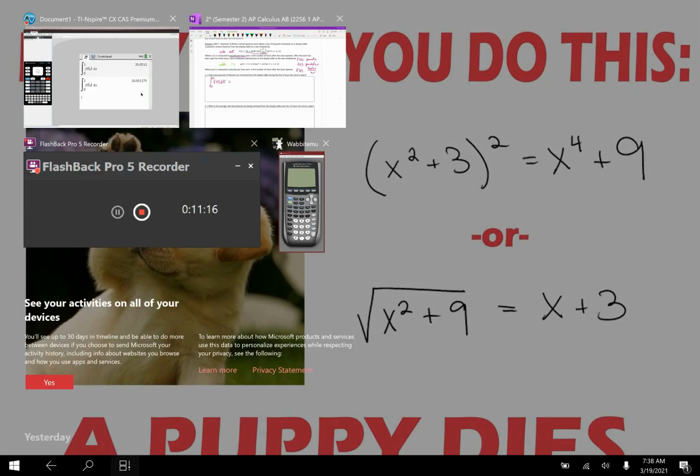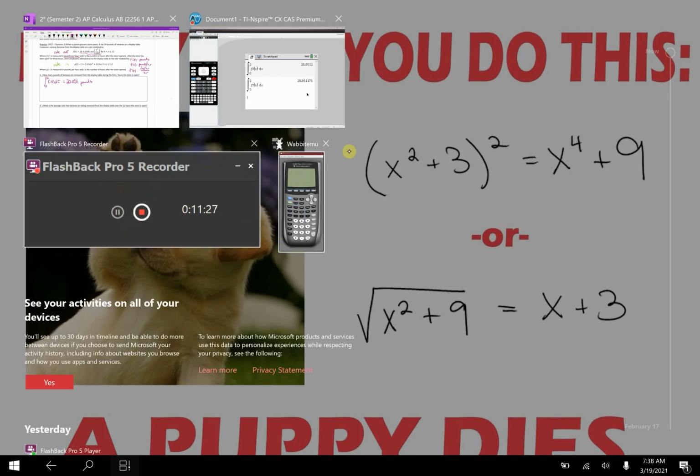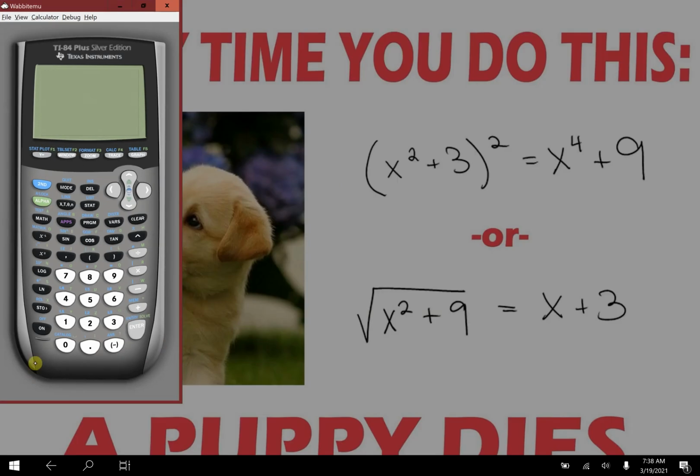20.051. And how many pounds? So that's going to be pounds. That's it. That's all the work you need to show, right? Nothing bad at all. If you wanted to do that on the 84, very similar idea.